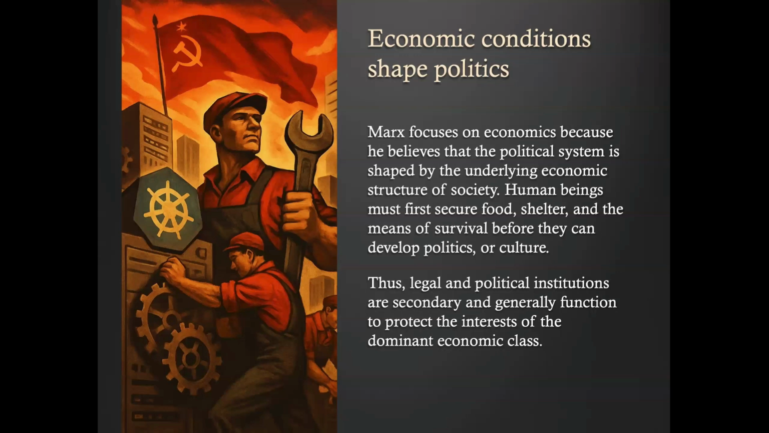A consequence of this is that legal and political institutions are secondary to the economic system. And again, as a consequence of this, the legal and political institutions generally function to protect the interest of the dominant economic class. And that is a big insight for Marx, because when we're talking about politics, we can get caught up in talking about politics and rights and institutions, but all of that stuff is secondary for Marx, because our primary nature is economic.